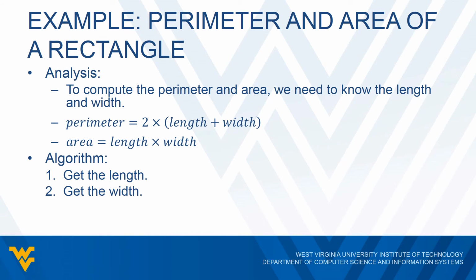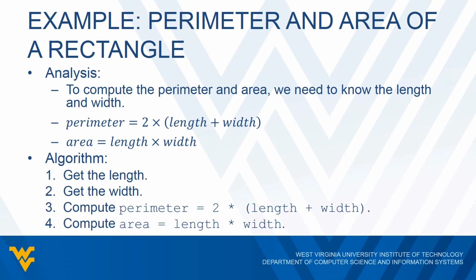Once we have the length and the width, we can do our computations. So the next step would be to compute the perimeter, which we've already determined is 2 times the quantity of the length plus width. Then our last step would be to compute the area, which is simply the length times the width. Once we've completed this algorithm, we could move on to the next step and implement it, run it, test it, and debug it, but this algorithm would give us the perimeter and the area of a rectangle.